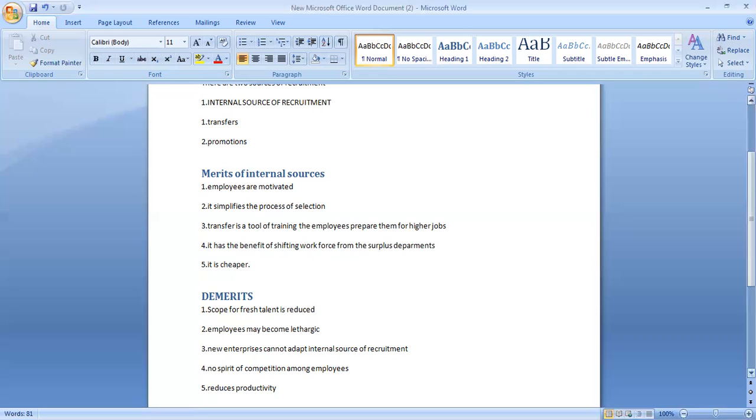And the next thing that is to be discussed here: employees may become lethargic. Employees may become lethargic in the sense that candidates will be assured of the promotion. They will know that in our company, if we work for 5 years, 10 years, obviously we will be getting promotion, irrespective of hard work.